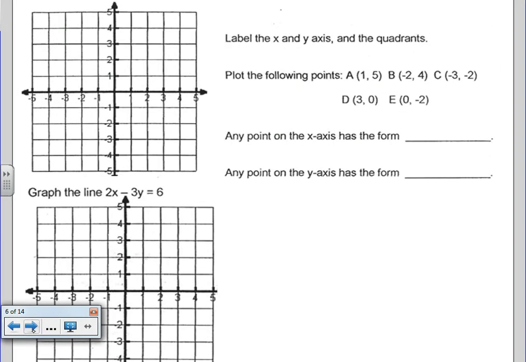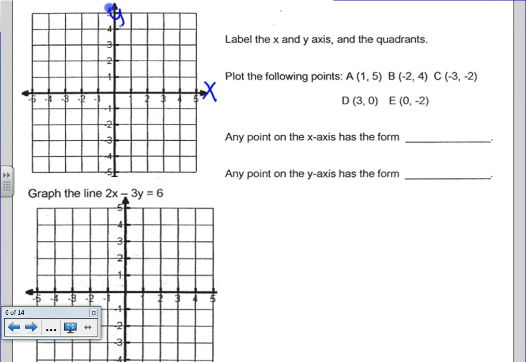So let's look at the coordinate plane. This is the rectangular coordinate system, and our x-axis is here, the horizontal axis. This is the y-axis. And the quadrants are 1, 2, 3, and 4. This is quadrant 1, and then it goes in a counterclockwise direction. This is quadrant 2, quadrant 3, and quadrant 4. That's a Roman numeral 4.